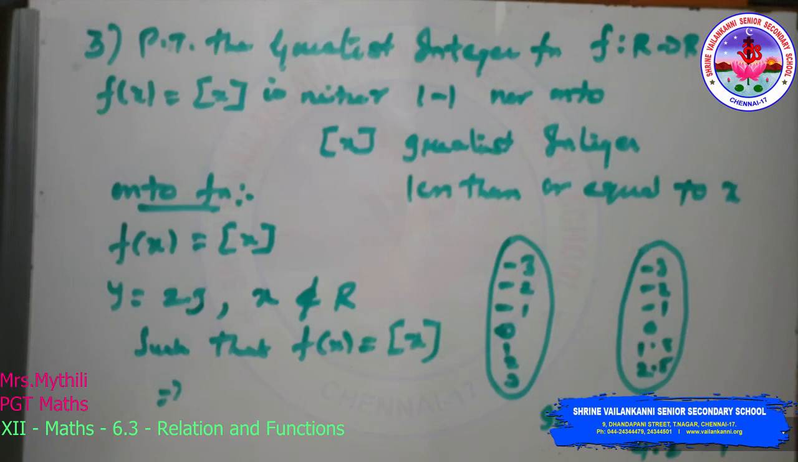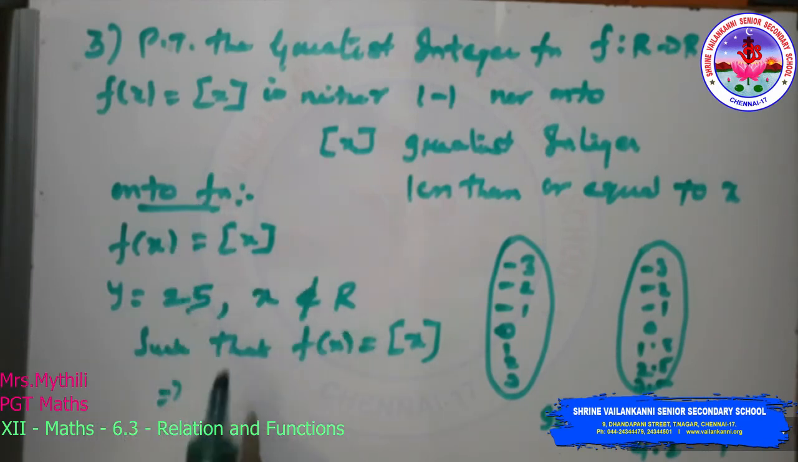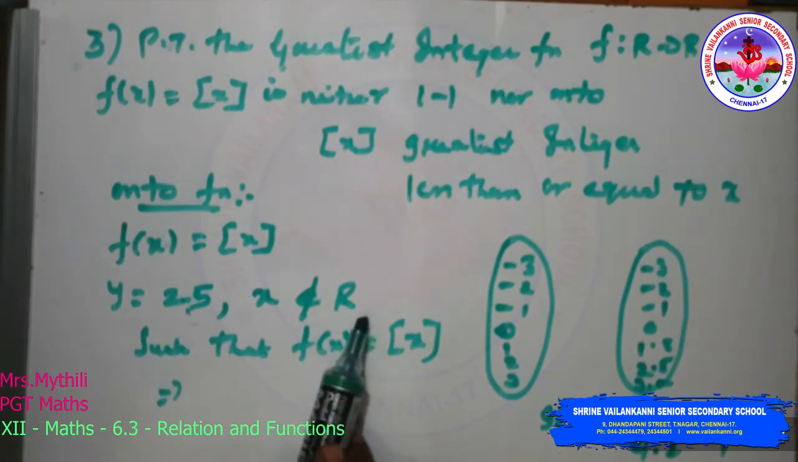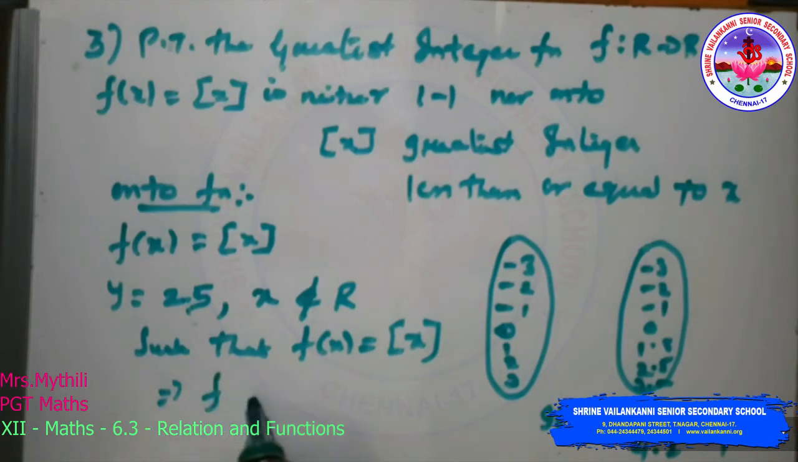Now we have to check for onto function. If it is 1.5, the greatest integer would be 1. If it is 2.5, the greatest integer would be 2. If it is 3.5, the greatest integer would be 3. Then if we take y equal to 2.5, there is no element x that belongs to R such that f(x) = 2.5, which implies that f is a function which is not onto.